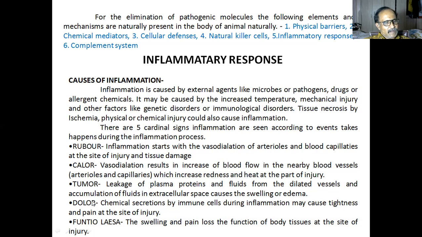Then dolor, chemical secretion by immune cells during inflammation may cause tightness and pain at the site of injury. These mast cells, dendritic cells, this secretes the pro-inflammatory cytokines. Then mast cell secrete the histamine, leukotriene, and prostaglandins. Due to secretion of these chemicals, the area of skin becomes tight and feels the pain. This phenomenon is called as dolor.